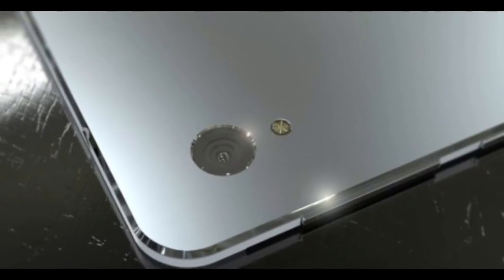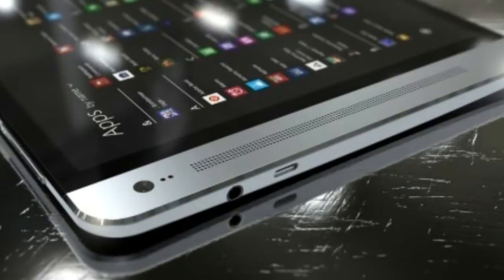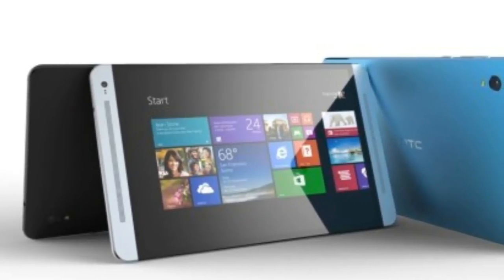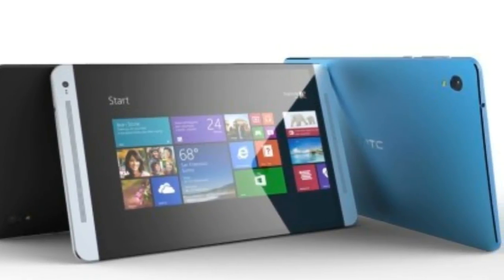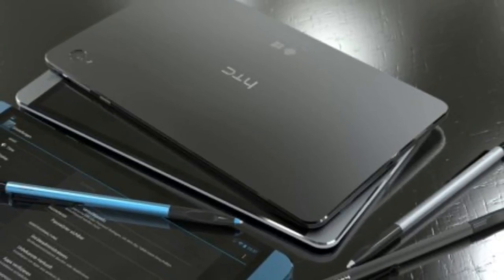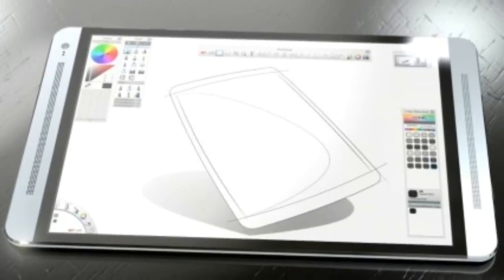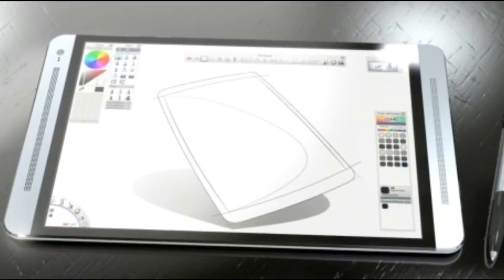We see the aluminum body that kind of looks like the HTC One. Packs two cameras with the rear camera with the LED flash. So that's all the information I have. Most likely, if this is released, it will be probably not before mid 2014.